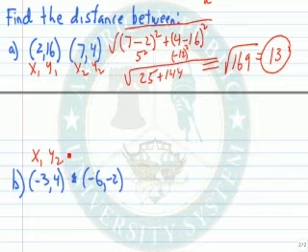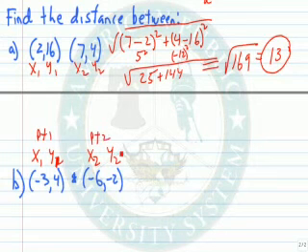It turns out that things don't always turn out evenly. Let's try a second example. Once again, let's label each of our points. This is our first point, so it has x1, y1. This is our second point, x2, y2.